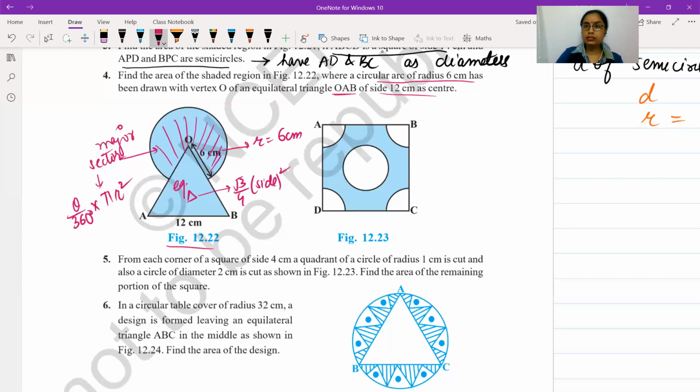The shaded area is made up of two parts. Let's go over this once again. There is an equilateral triangle OAB. From the vertex O, an arc has been drawn with radius 6 centimeters. If we take O as center and draw a circle, they have drawn it, but not the complete circle, only outside the triangle. So when you draw an incomplete circle like this, the area that is formed is the area of a sector. And how do I know it's a major sector?